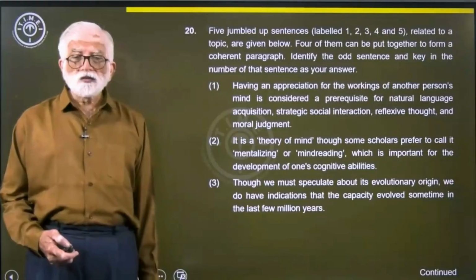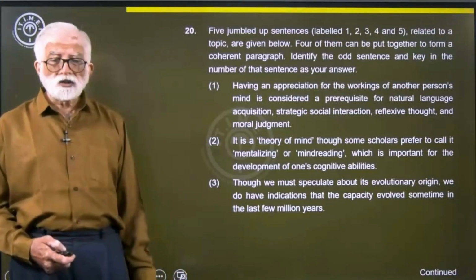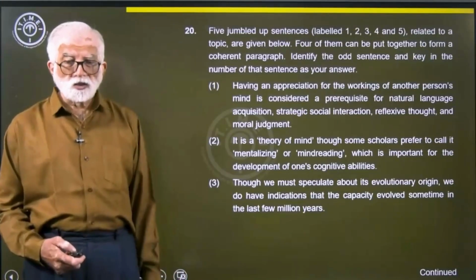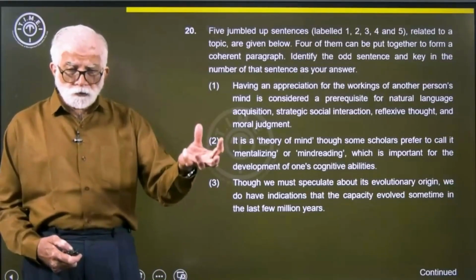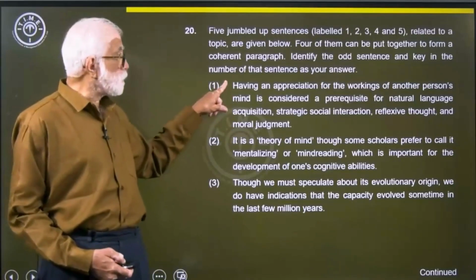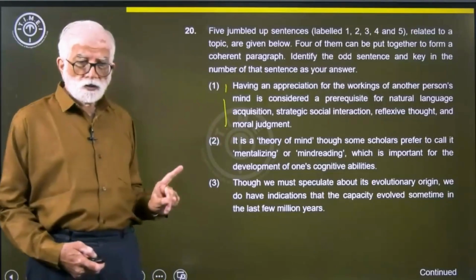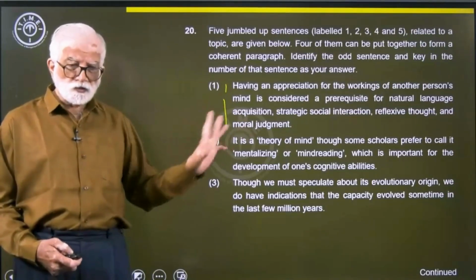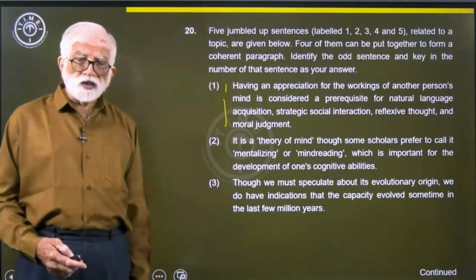Having an appreciation for the working of another person's mind is considered a prerequisite of natural language acquisition, strategic social interaction, reflexive thought and moral judgment. That means being able to understand other people, right? Being able to understand other people is really necessary if you really want to interact effectively in any aspect.